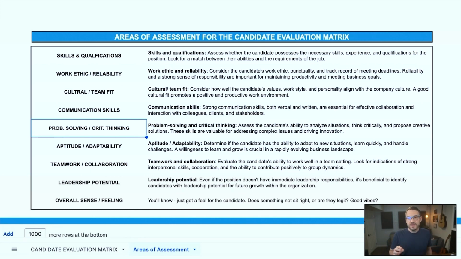And it is a little bit different than leadership. We'll get to that. You can see it here. So these skills are valuable for addressing complex issues and driving innovation. And innovation is obviously a good quality in somebody who's a leader, somebody who can think critically and propose creative solutions. That's one thing that really resonates with me in a positive way when I'm interviewing a candidate, especially when they're already a part of the team.